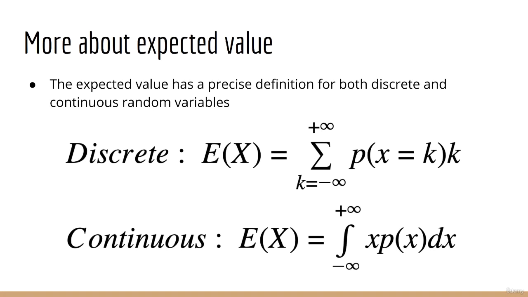The expected value actually has a precise meaning for both continuous and discrete distributions. Although for most of this section we will assume that we are working with discrete distributions. The idea is that the expected value is a weighted sum of all the possible values of a random variable, where the weights are the probabilities of those values.